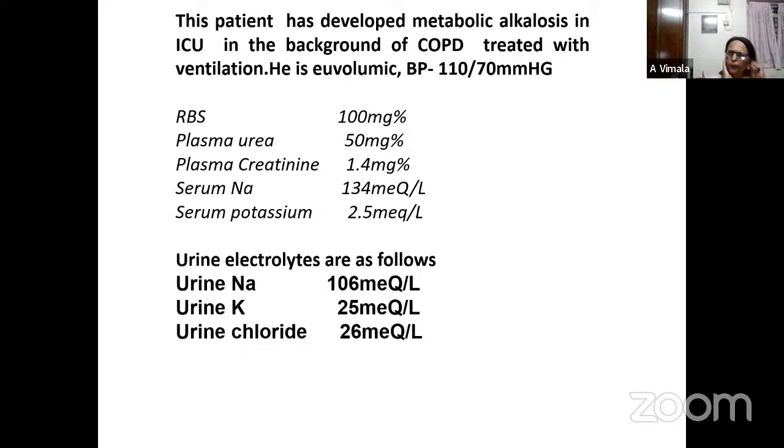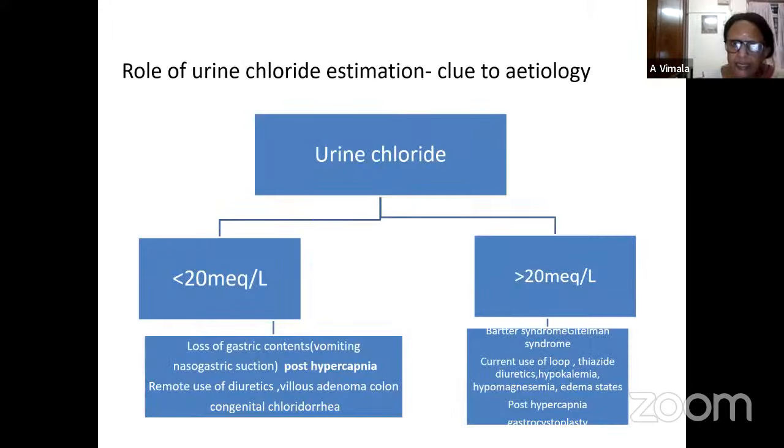Okay. So, in the background of COPD, treated with ventilation, euvolemic, normotensive, normal GFR, potassium alone was low, 2.5. The urine electrolytes showed a urine chloride of more than 26. So, let us see again the urine chloride. Urine chloride can be less than 20 or more than 20 in a post-hypercapnic metabolic alkalosis. So, this patient was not on diuretic. The patient had normal magnesium, not edematous. He had a primary respiratory abnormality which suddenly developed metabolic alkalosis.